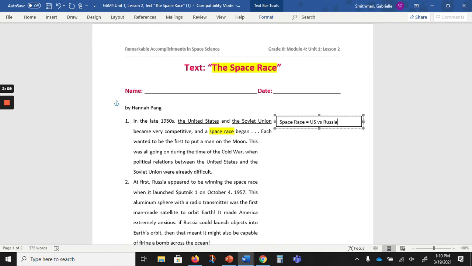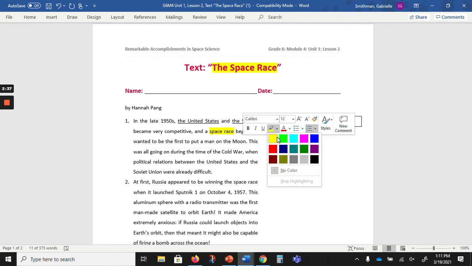Let's see. Now I'm going to read the next line. So each wanted to be the first to put a man on the moon. So there's the goal of the space race. So I'm going to highlight this little section and write in the margin that this is the main goal. So each wanted to be the first to put a man on the moon. So I'm going to highlight that.